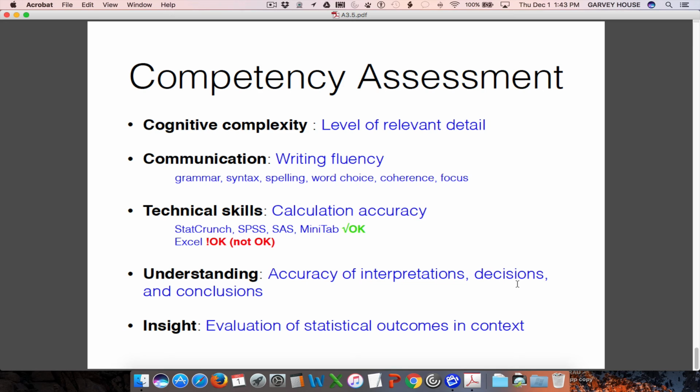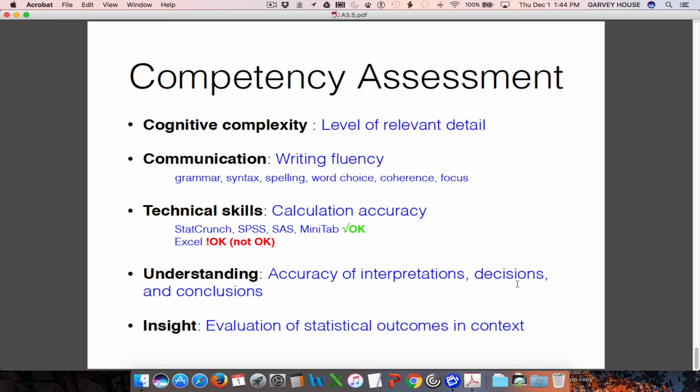I gauge your understanding according to the accuracy of your interpretations, the decisions that you make, and the conclusions that you draw. And I'm also interested in the insight that you have into your work. That's why I include in graduate courses an evaluation of statistical outcomes in context. The content in this course is identical to the content you would find in an elementary statistics course in high school and at a community college, a sophomore level course.